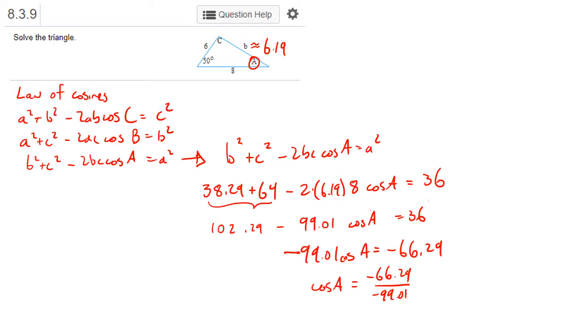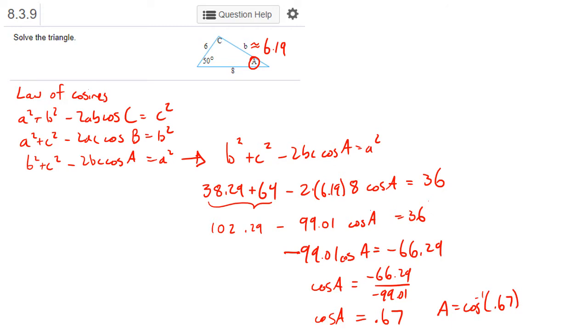Of course, if you're using a calculator, there's no harm in just leaving it like this and then taking the arc cosine straight away. Let's see. The result is 0.67. Okay, so this is the cosine of A. And since arc cosine is not going to have any quadrant issues that pop up, A is just going to be arc cosine of 0.67.